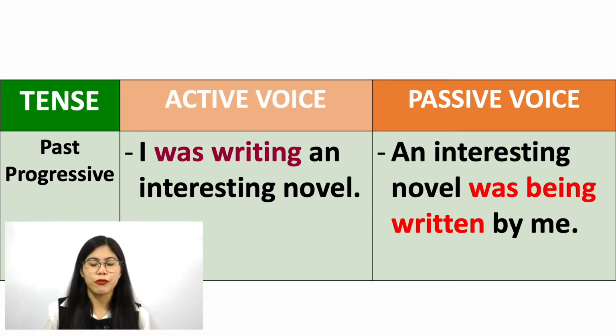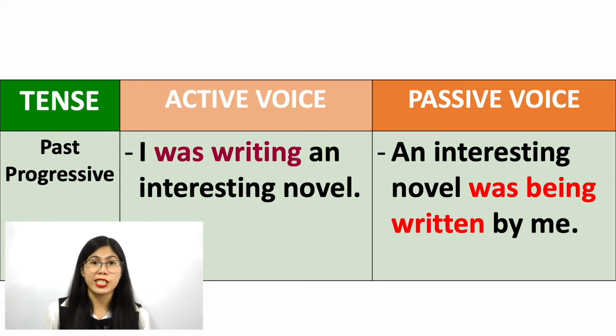As you can see here, from was writing, we change our verb into was being written. From was plus verb ing, which is the word writing, it became was plus being plus past participle of the verb, which is the word written. So that's how you're going to change your sentence in an active voice into a passive voice, if your sentence in an active voice is in a past progressive tense.